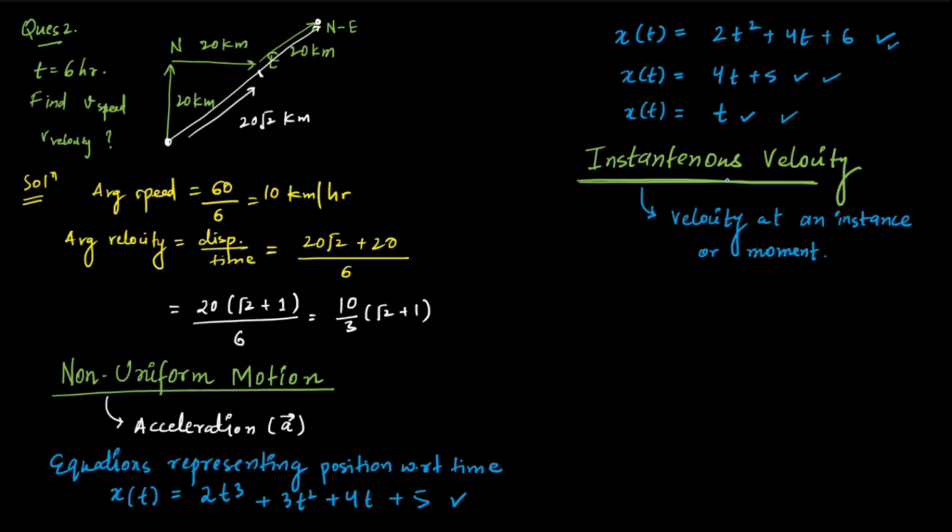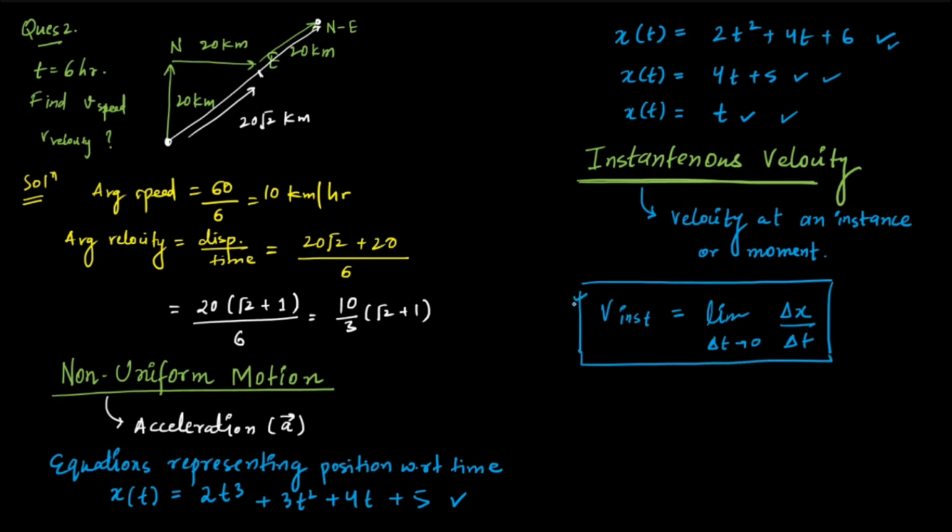So for calculating instantaneous velocity, we simply write that instantaneous velocity is something where time tends to zero, because we are talking about a very small fraction of change. So V instantaneous can be written as limit delta t tends to 0 of delta x over delta t. That is something you must have seen in calculus.